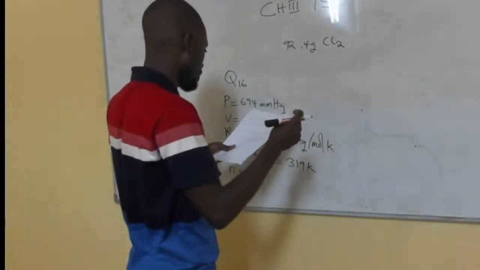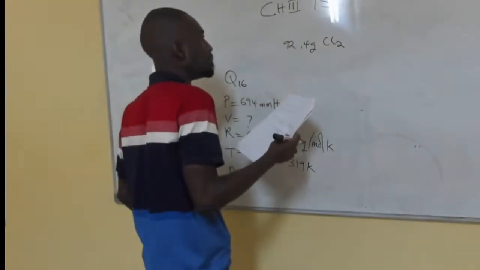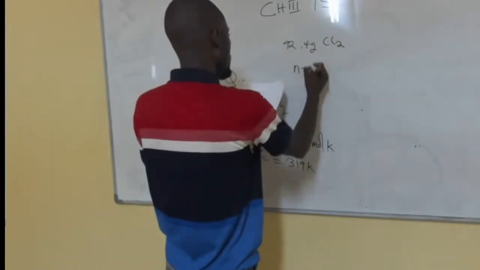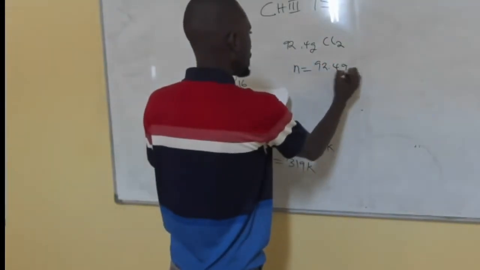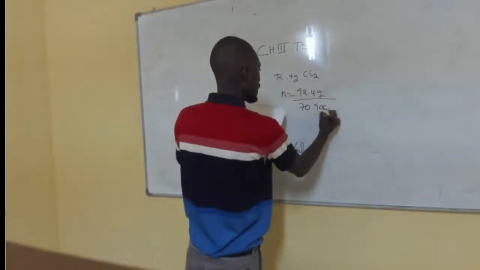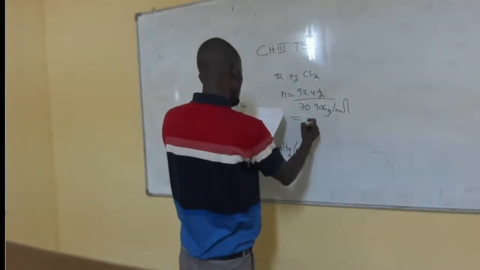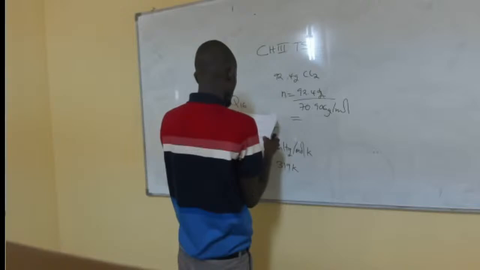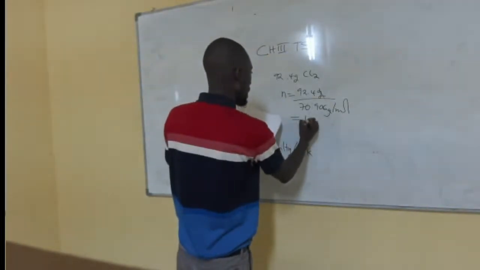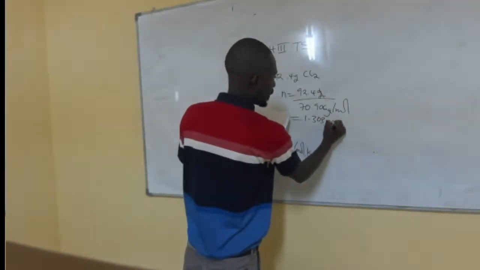So meaning you need to calculate. So you are saying 35.5 by 2. So of course you need to find the number of moles. So you are going to say 92.49 grams over 70.906 grams per mole. The grams will go, and the number of moles, of course, you need to have 1.303 moles, I think, yeah.